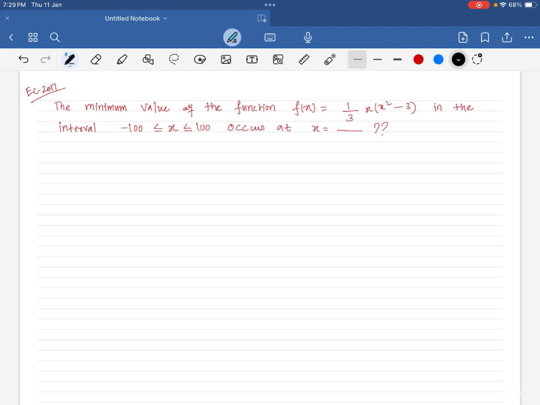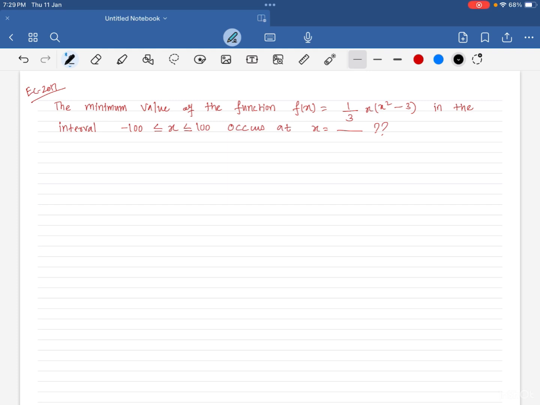Okay, so here we have to find the minimum value of the function f(x) = (1/3)x(x² − 3) in the interval −100 to 100. The minimum value occurs at which value of x?